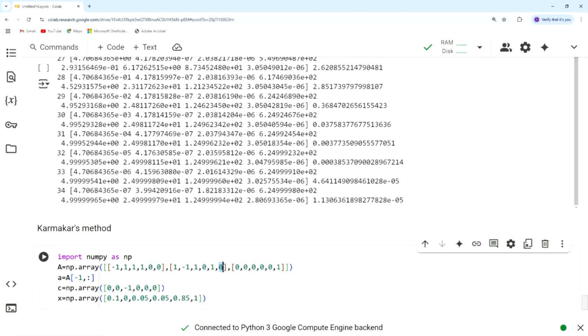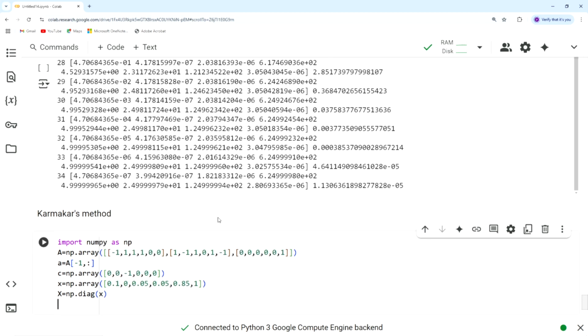Oh, I am sorry, this should be minus 1. So now it is 0.1, 0.05, 0.85 and minus 1. So, that is 0 as well. All right. So now capital X is the diagonal of x.